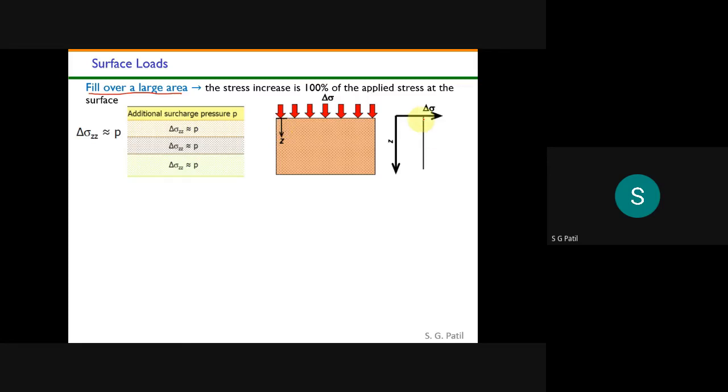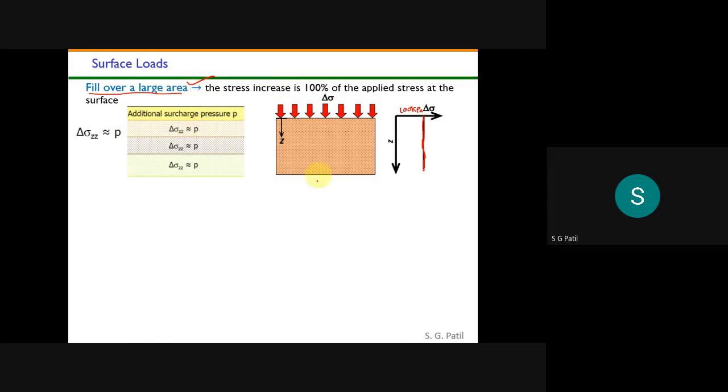In that condition, your delta sigma z will be constant throughout the depth. Suppose your delta sigma z is something around 100 kPa. The same 100 kPa will continue all over the depth, in case of fill over a large area. But what is an example for this kind of structure? Fill over a large area.